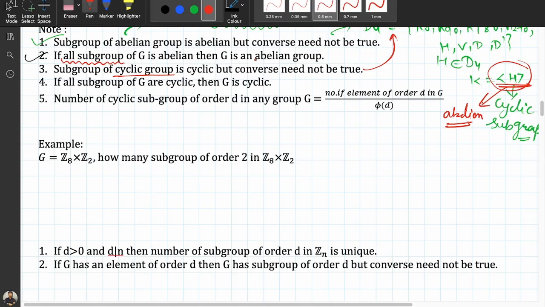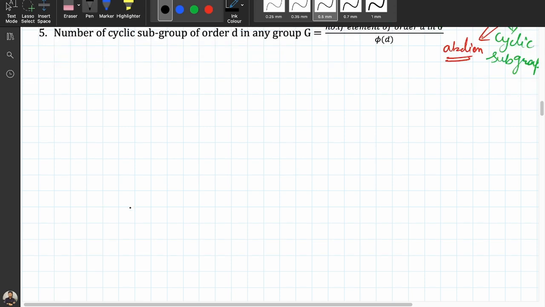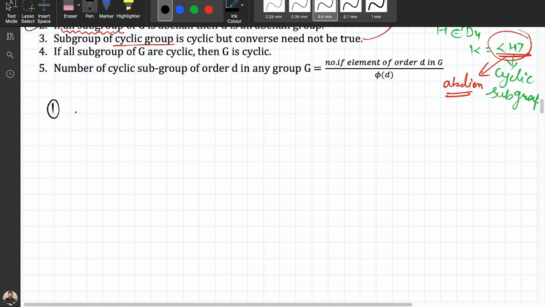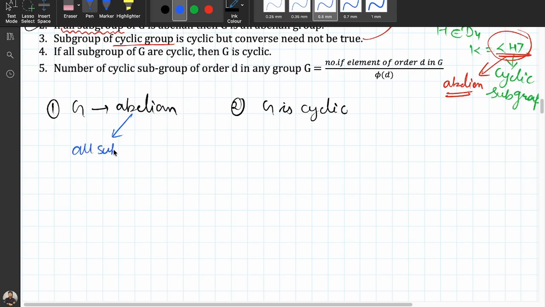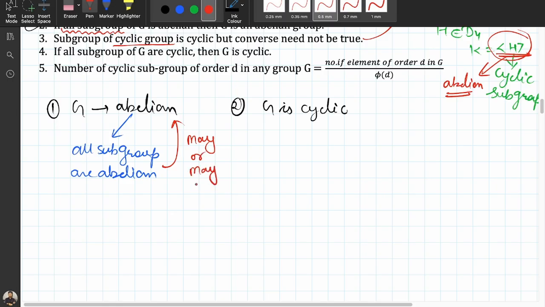Now I want to conclude all these results. So what is the first result? I will explain it to you. The first result is this: if G is abelian, then all subgroups are abelian. But the converse may or may not be true.